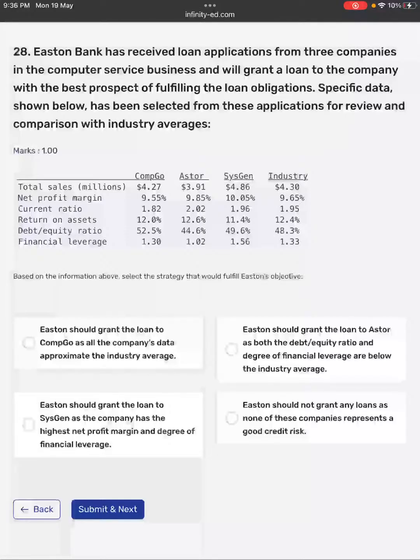Stone should grant loan to Saizen company as it has the highest net profit margin. Degree of financial leverage, no, degree of financial leverage is higher. It means debt to equity ratio is also high, and net profit margin is not that much higher, maybe 0.5% higher. Stone should not grant loan to none of these. This is not a question. Option D is eliminated itself.